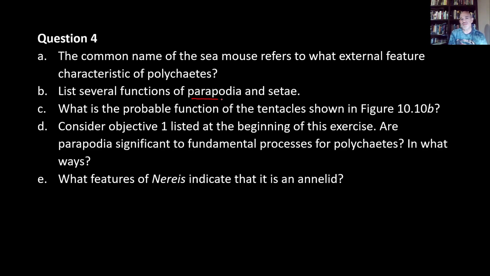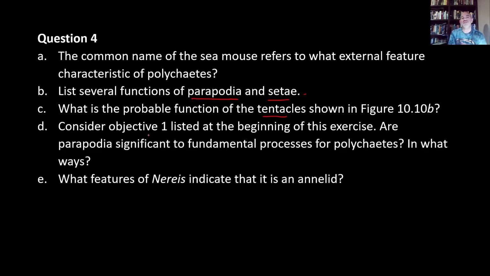Be sure to consider what the functions are of the parapodia and the setae, which I briefly mentioned. So make sure you consult your lab manual to answer those types of questions for yourself. What is the probable function of the tentacles? We saw those little tentacle structures on the anterior end, the head end, of Nereis. So what do you think those might do? I'm thinking maybe something sensory, so think along those lines.